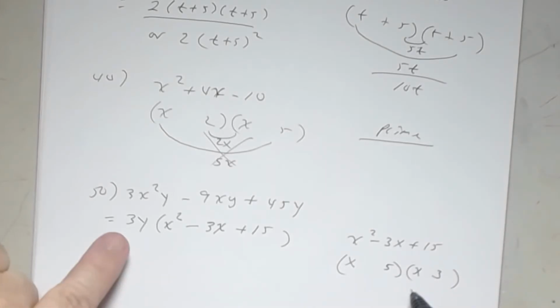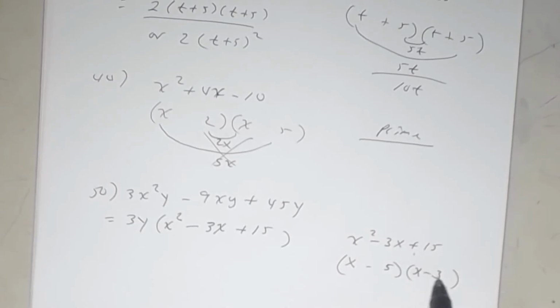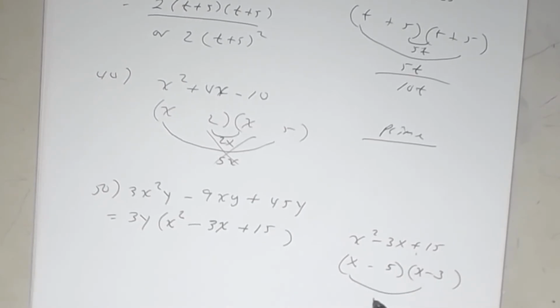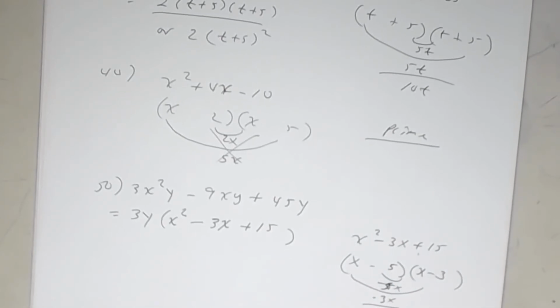Let me make sure I wrote down the problem correctly. All right, so 3 and 5, right? And you know the last sign's positive, so these signs have to be the same, negative. But you got to check. What's the outer? Negative 3x. What's the inner? Negative 5x. When you add them up you get negative 8x, not negative 3x. Both of those had to be negative, and a negative 5 and a negative 3 is a negative 8. You want a negative 3, and there's no way you can get a negative 3.